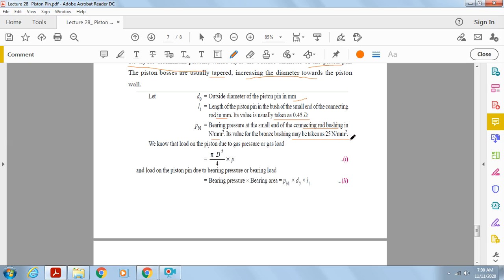Now we know that the load on the piston due to gas pressure, or gas load, is pi by 4 D square into P. The load on the piston pin due to bearing pressure, or bearing load, is the bearing pressure multiplied by the bearing area. The bearing pressure is PB1, and the bearing area is simply a rectangle with dimensions D0 and L1. So D0, the outside diameter of the piston pin, multiplied by L1, the length of the piston pin. So we have got the projected area for the bearing pressure.